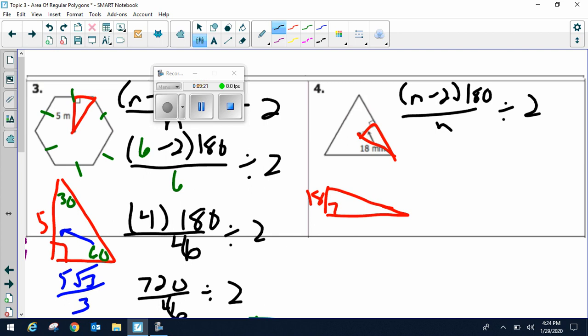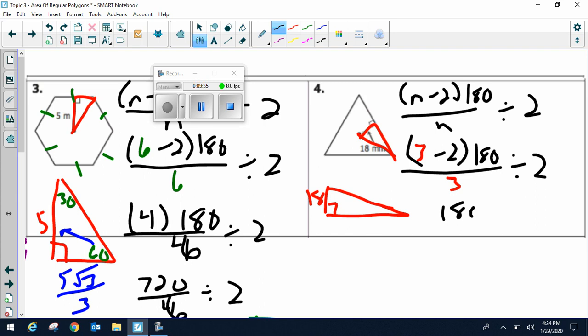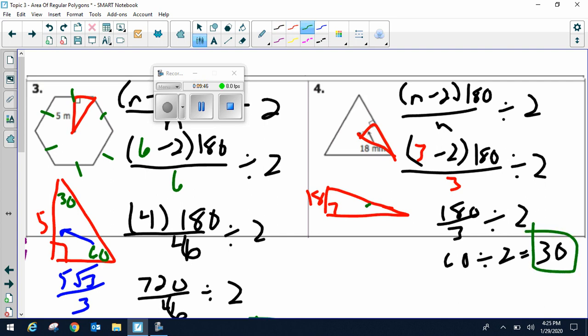So we have 3 sides of the figure. The 3 minus 2 is 1, and 1 times 180 is just 180. So 180 divided by 3, which is divided by 2. So 60 divided by 2 gives you a 30-degree angle. And remember, that 30-degree angle always goes in this bottom corner. So again, in this case, you have another 30, 60, 90 right triangle.